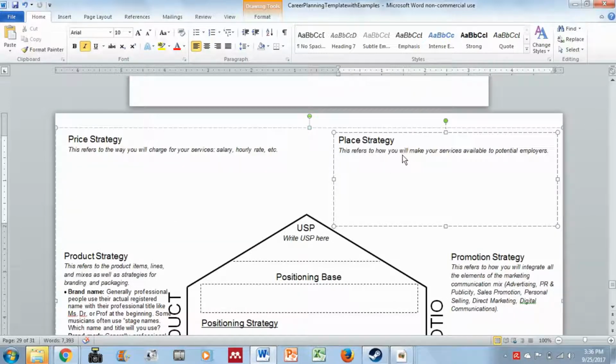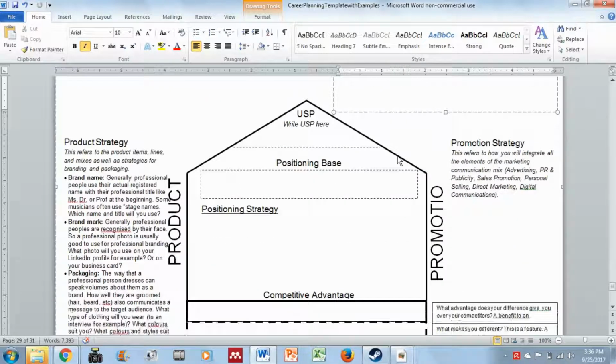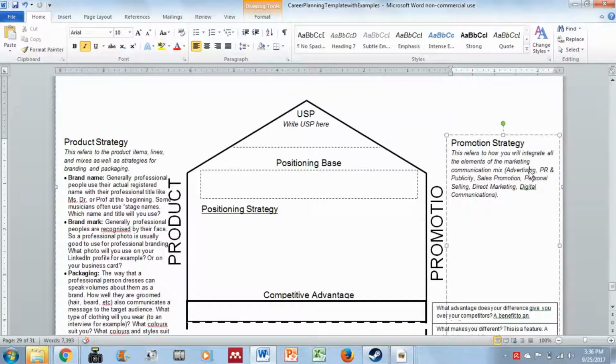How will you make your product available to consumers? To employers. Promotion strategy. How will you market and promote your brand?